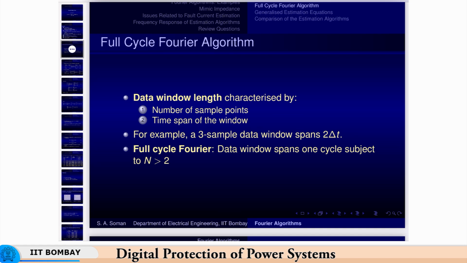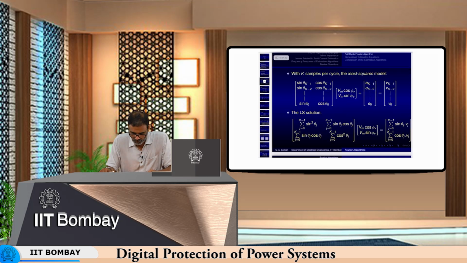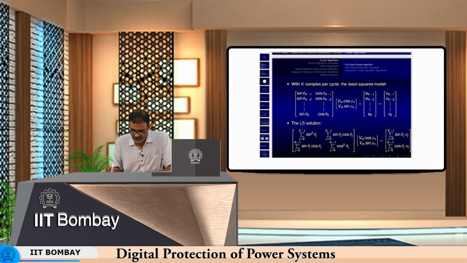So, irrespective of the number of samples, as long as the number of samples is greater than 2 to satisfy our Nyquist criteria, our data window length will span a full cycle. So, if it is a 50 Hz system, then it will be T naught or 20 milliseconds. Okay. So, you may have anything more than 2. So, 3, 4, 12 as we discussed, 16, 20 samples in that window length. Okay. What advantages that gives us, we will see using a full cycle window length.